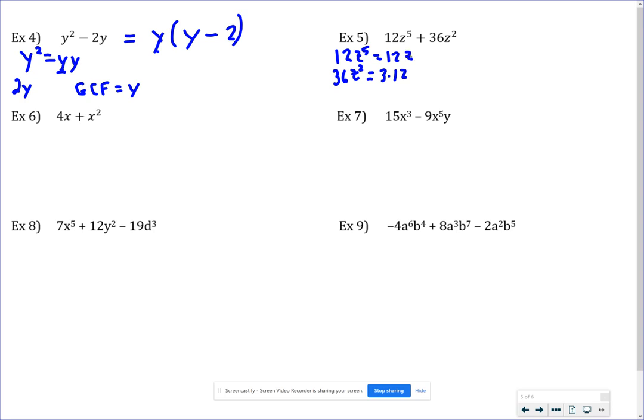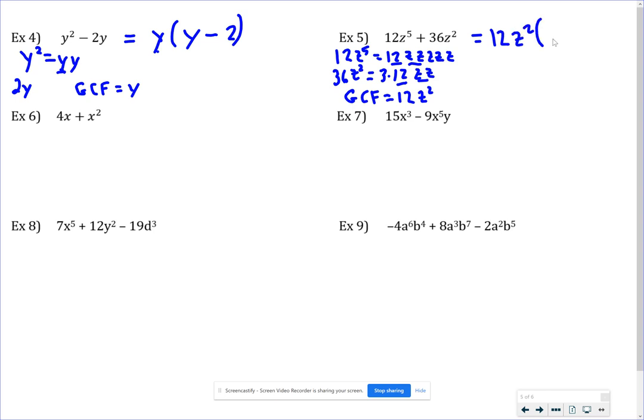The z to the 5th, that's 5 z's, but the z squared is only 2. What do they have in common? They have a 12 and a pair of z's. So our GCF can be 12z squared. We bring the 12z squared out to the front.